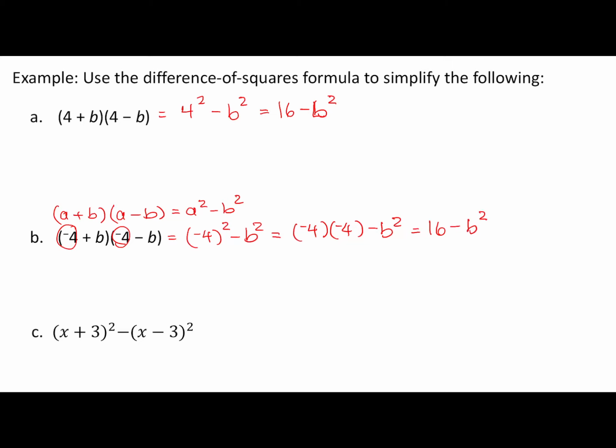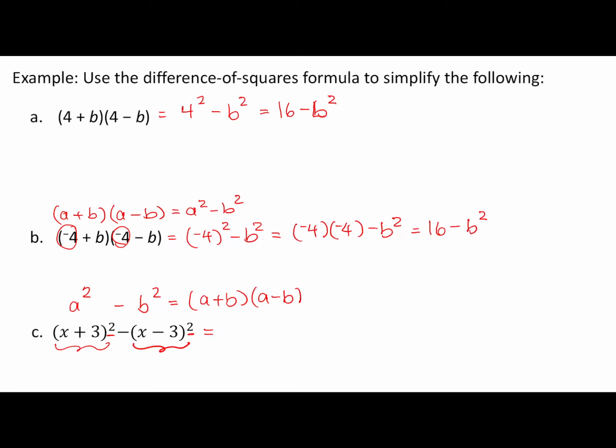Now what about part C? Well, this is no longer of the form A plus B times A minus B. Instead, what I have is something squared minus something squared. So this is actually of the form A squared minus B squared. And our difference of squares formula says that this factors as A plus B times A minus B. So here I want to treat x plus 3 as my A and x minus 3 as my B.